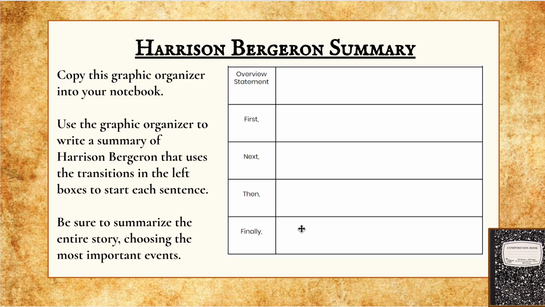So everyone's ending should honestly look very, very similar for this. The most important event at the end of the story is extremely clear. You might choose mildly different events leading up to it, but then remember, the overview statement is just in one sentence, what is this story? What is it about? So take the time to fill out this graphic organizer on your own, pause the video now, come back and hit play once you're finished.